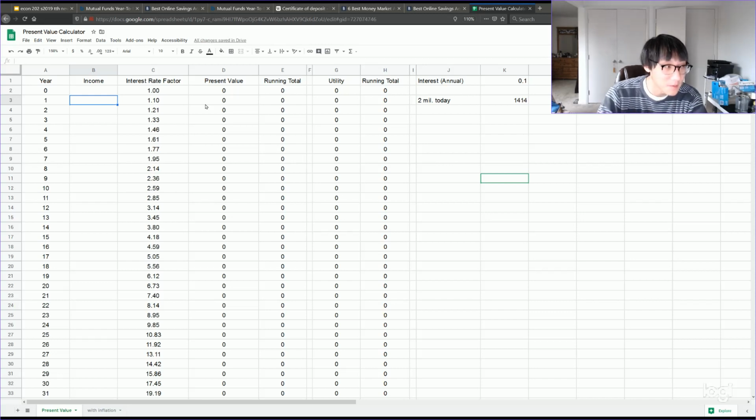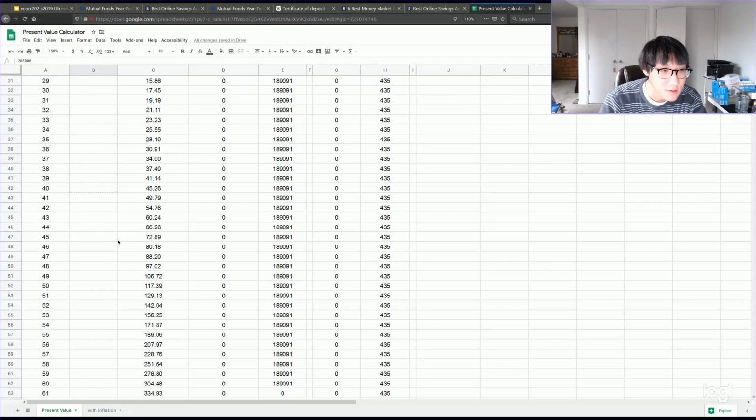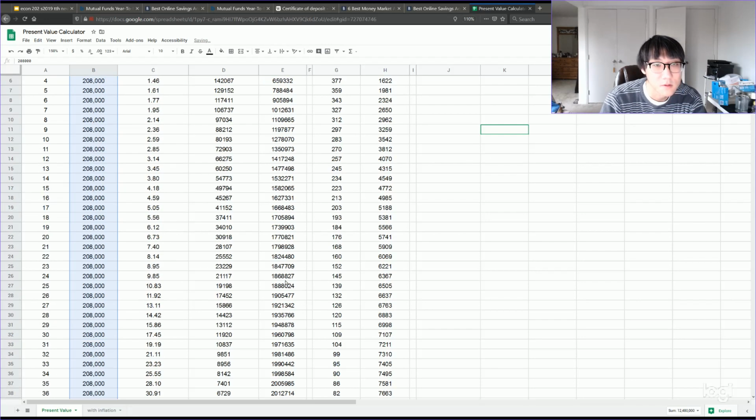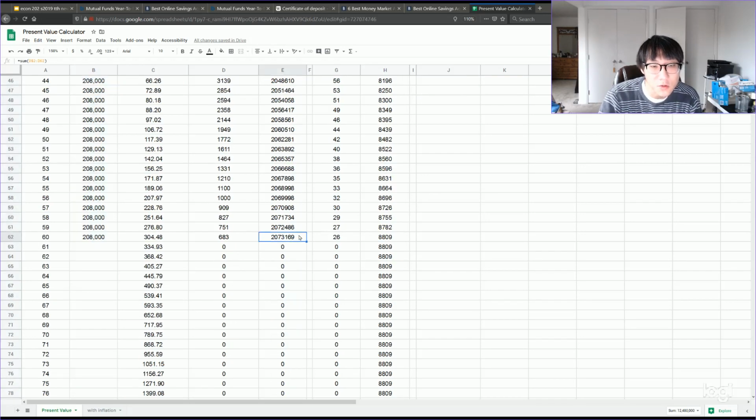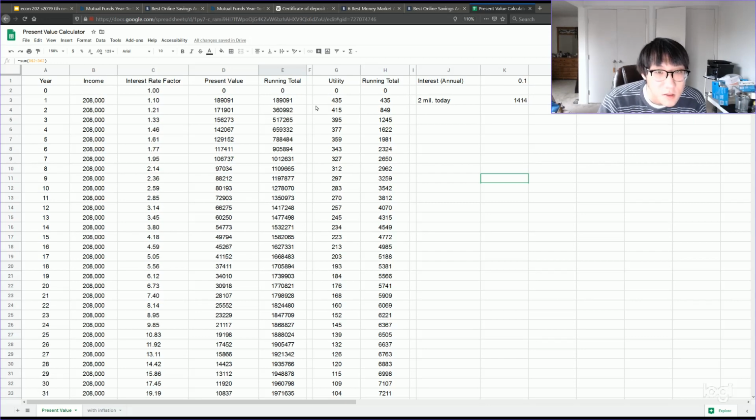So that $4,000 a week figure is $208,000 per year for the next 60 years. If I look at my running total for the present value, this is very similar to being paid $2 million right now, a present value close to $2 million. But suppose I apply my utility function to each one of these present values, and then I look at the running total of that number.